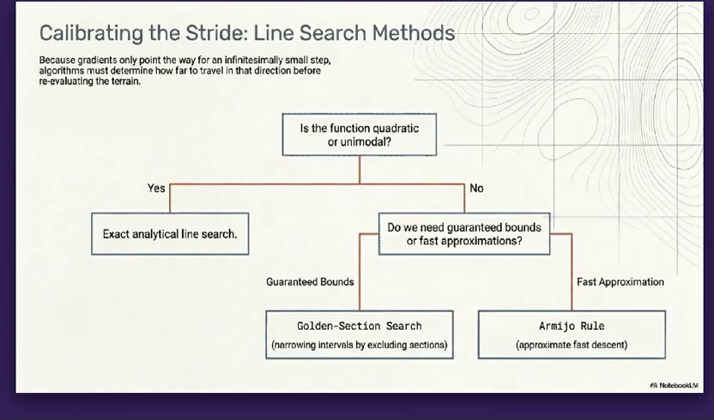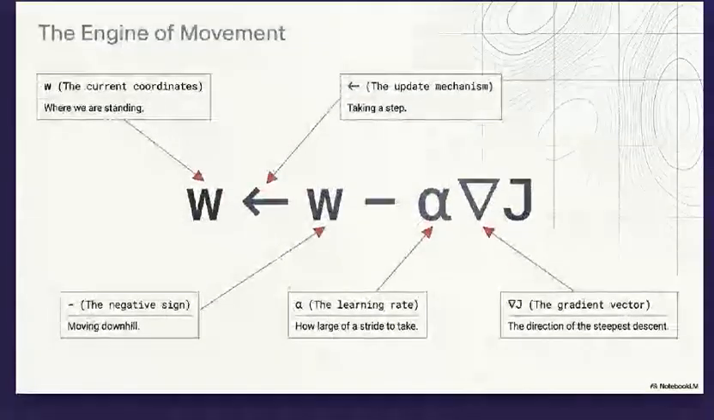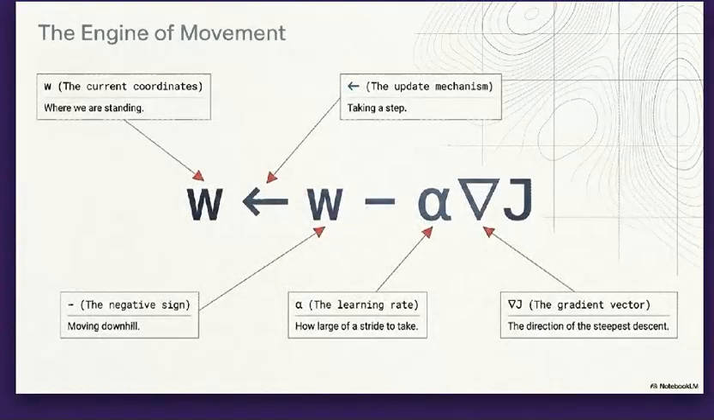The core update mechanism is defined by a surprisingly compact equation. You take your current weights, which we represent as W, and you update them. Right, so taking a step. Exactly. The new W becomes the old W minus the learning rate, which is alpha, multiplied by the gradient of the loss function, denoted as nabla J.